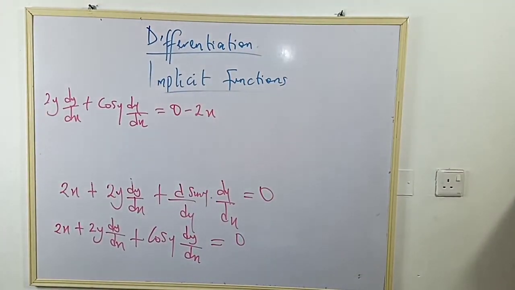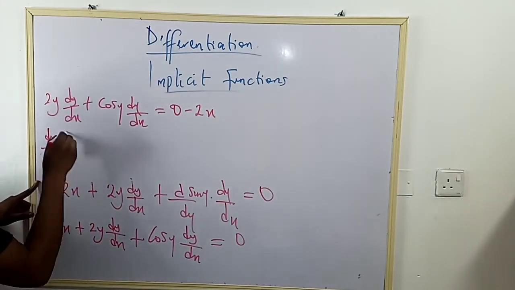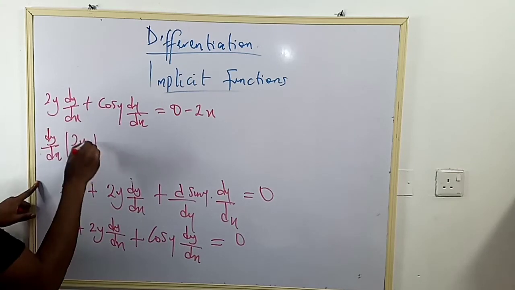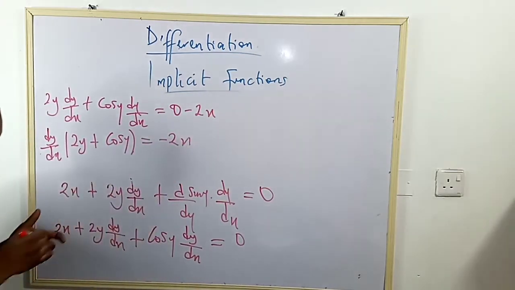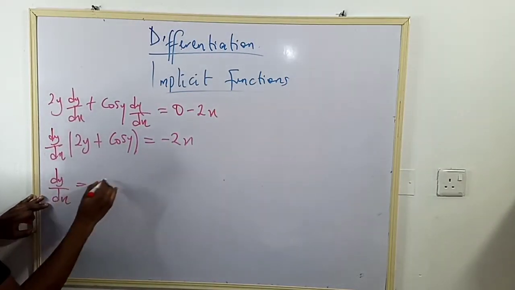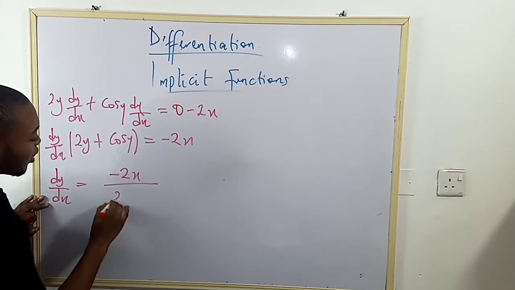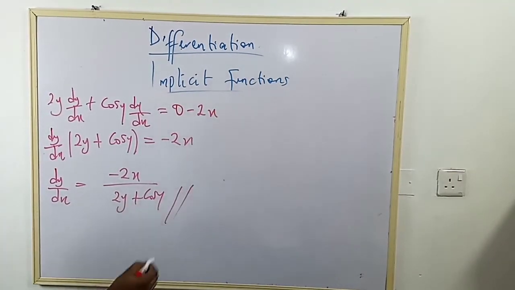So from here now you can factorize dy/dx. Then you have dy/dx times (2y plus cos y) equals minus 2x. So dy/dx will be equal to minus 2x all over 2y plus cos y. So minus 2x all over 2y plus cos y. So that is dy/dx.